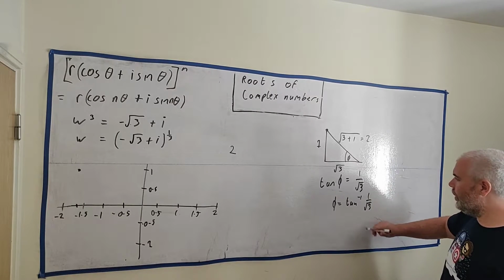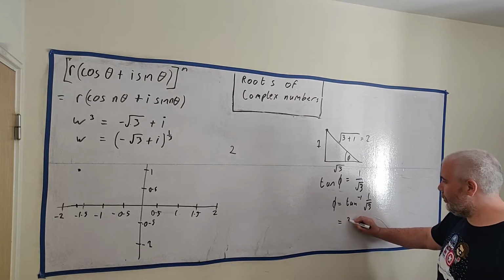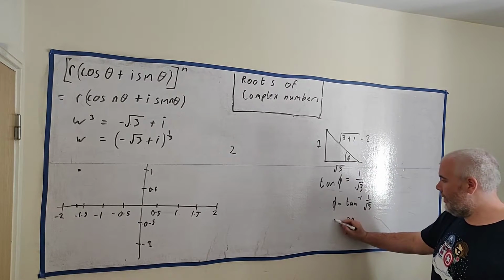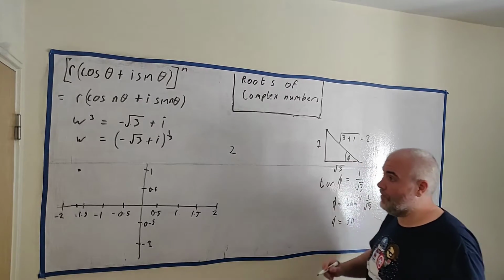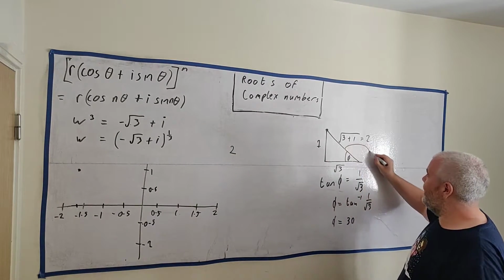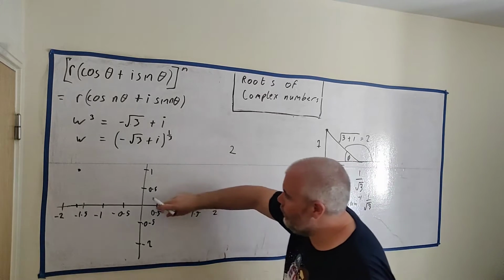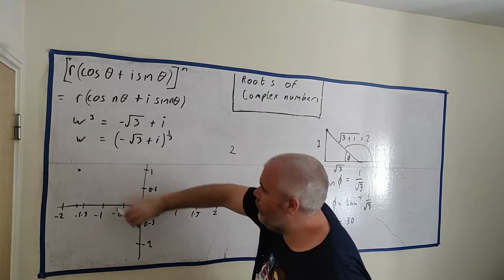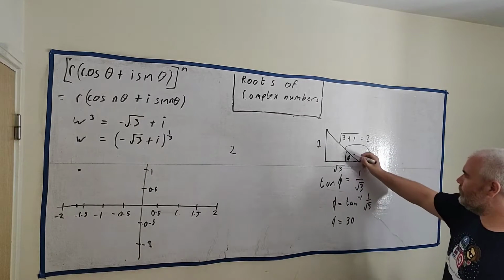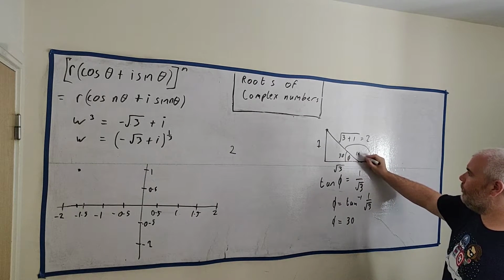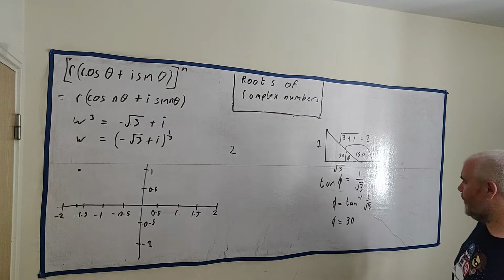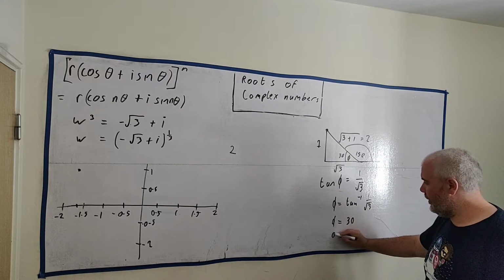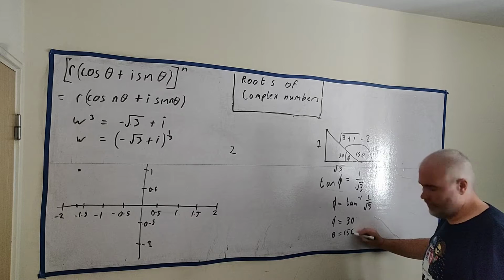I like to draw it though. This tells me the answer is 30 degrees. This angle, that's not the one we want though. I want this angle here. I always want to start here. What is that angle all the way around? Well, if this one's 30, this one must be 150. So that's theta. Theta equals 150.